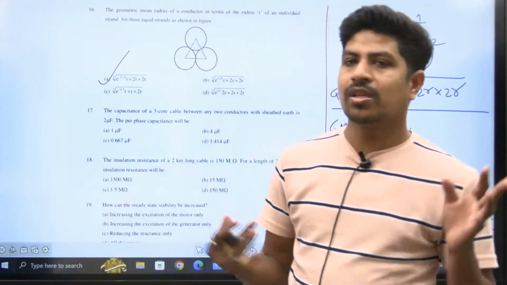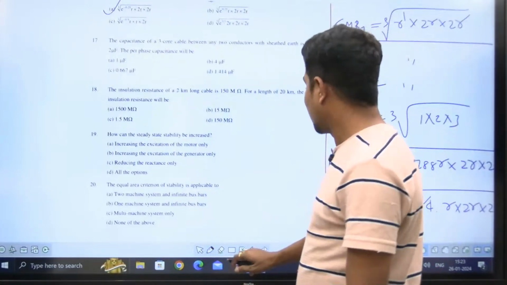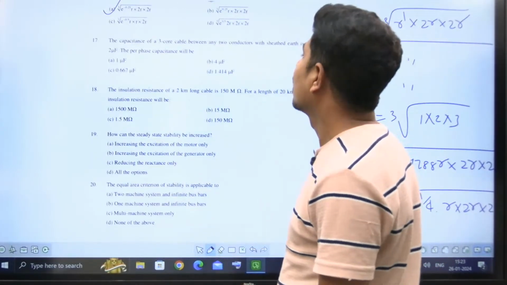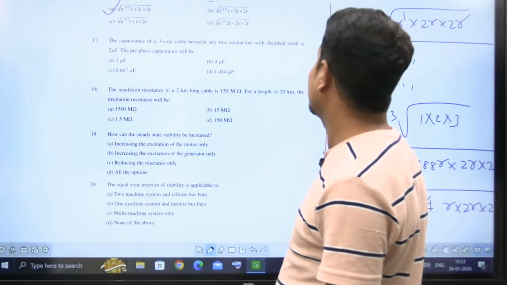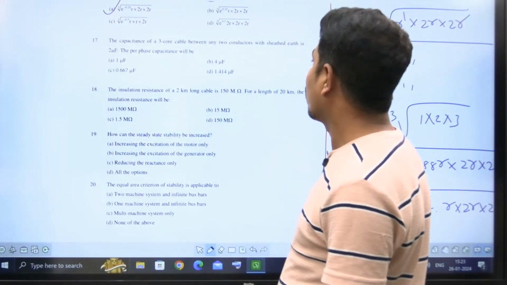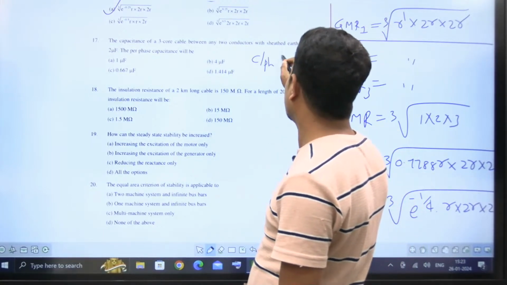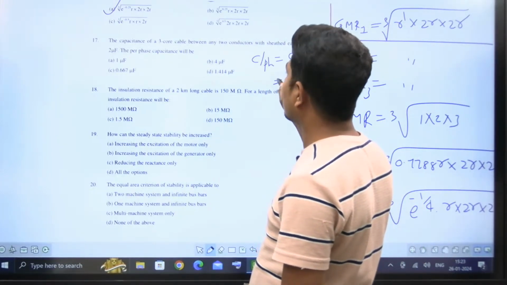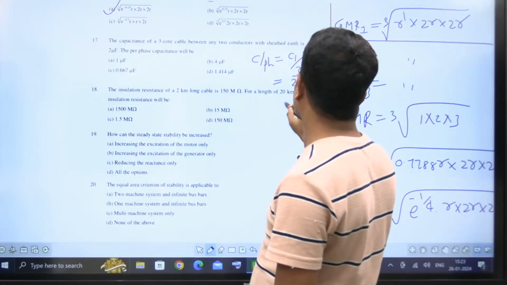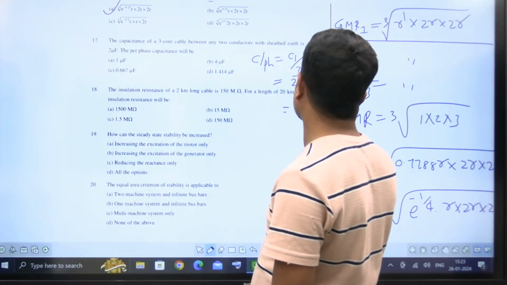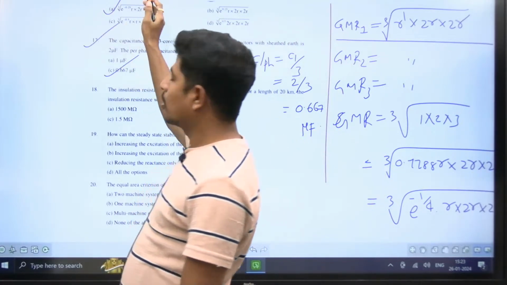See, simple question it is. In the exam, questions will be like this only. The capacitance of a 3-core cable between any two conductors with sheath at the is 2 microfarad. The per phase capacitance will be. See, per phase capacitance will be C1 by 3. How much is it? 2 microfarad, that is given. So 2 micro by 3, that is 0.667 microfarads. That is a direct formula. Option C.